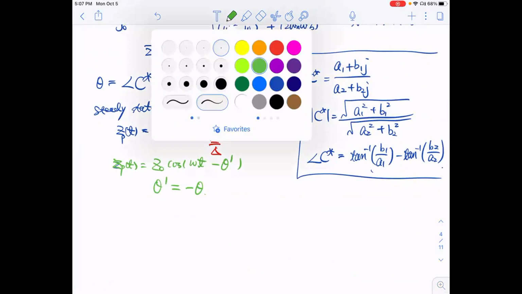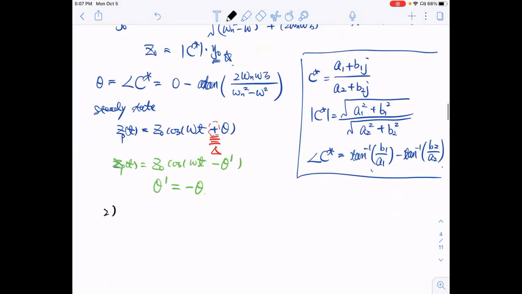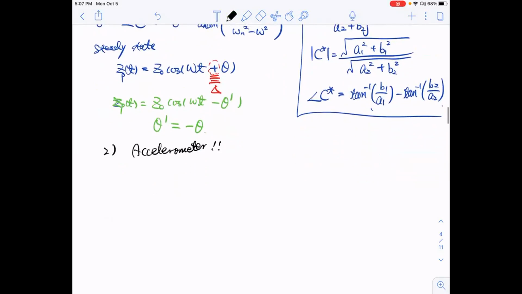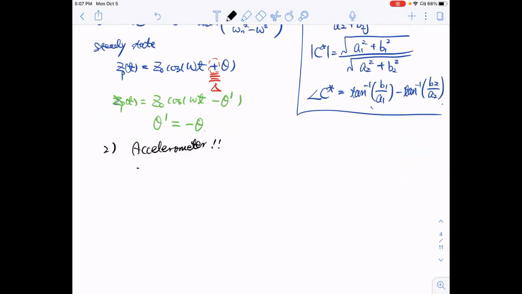Let me write this out. Let me copy and paste the transfer function. Oh, sorry, the ODE. Let's directly copy the z double dot.